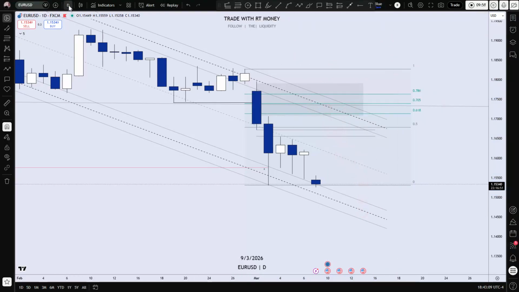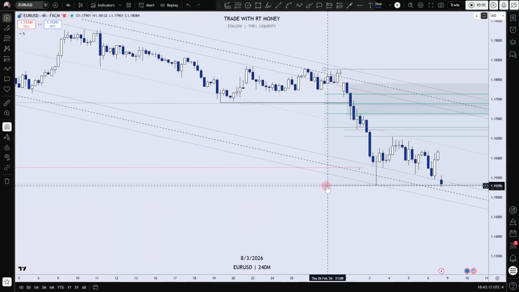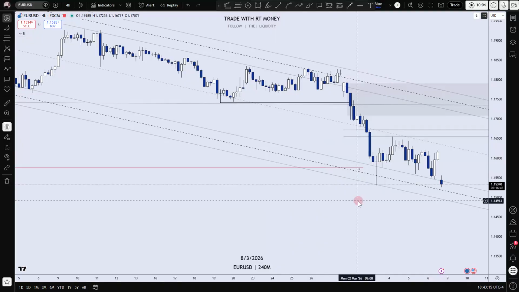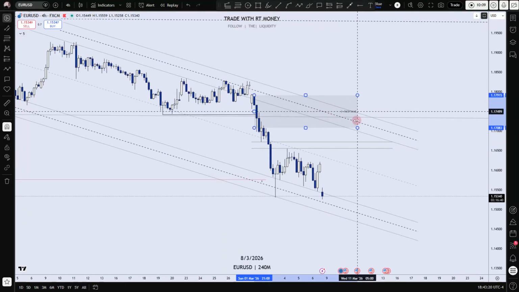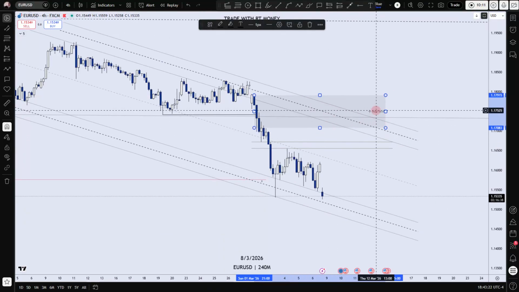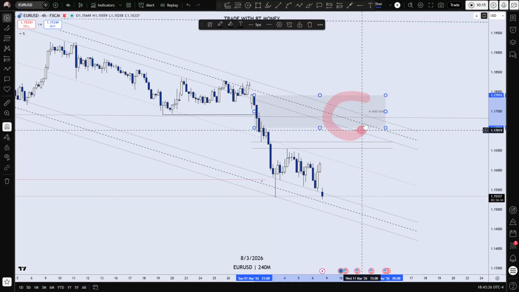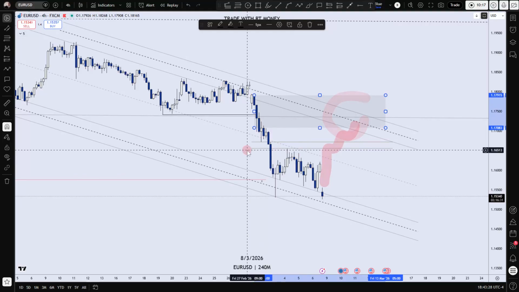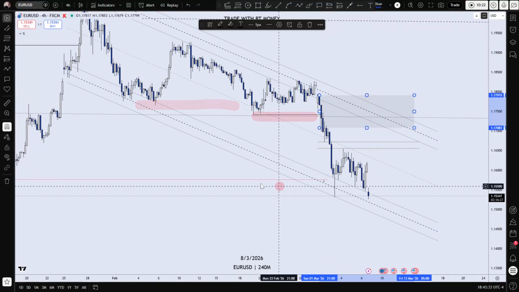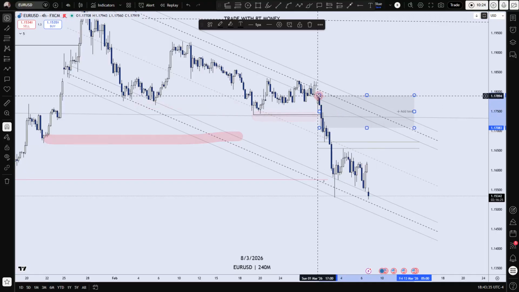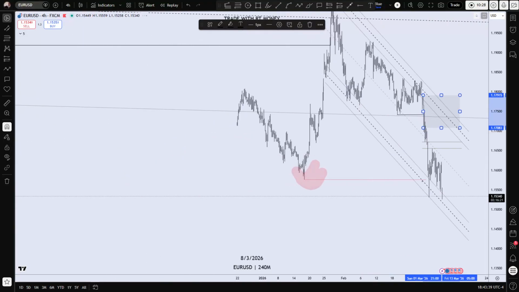Now, I want to take a peek at the 4 hour. We already understand that we have a higher time frame fair value gap up here. This is going to be a great draw on liquidity because the market has already taken out these external lows here for sell side liquidity. But this is the low that we want to pay attention to.